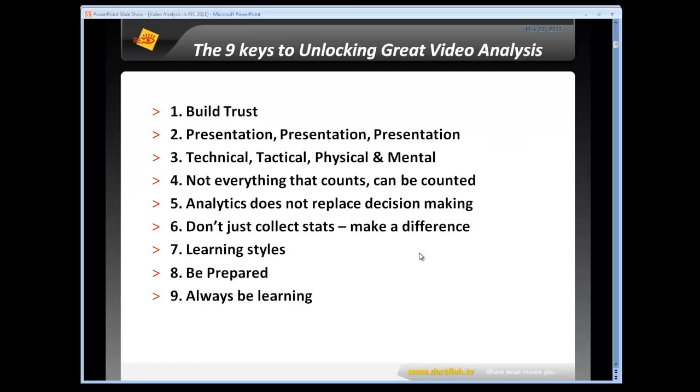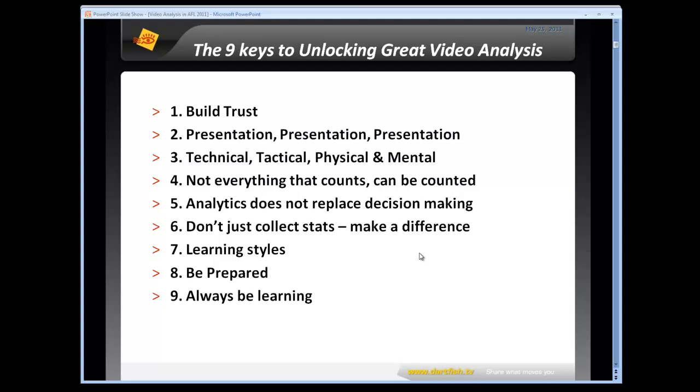So the beginnings of all of this are that there are 9 real keys to unlocking great video analysis use. And I want to spend 5 minutes just going through these because they're absolutely key. The first one is that you must build trust with your athletes. So many times I see performance analysis used as a stick to beat players with, and it's not used as a carrot. And analysis for me, it's like any coaching tool.